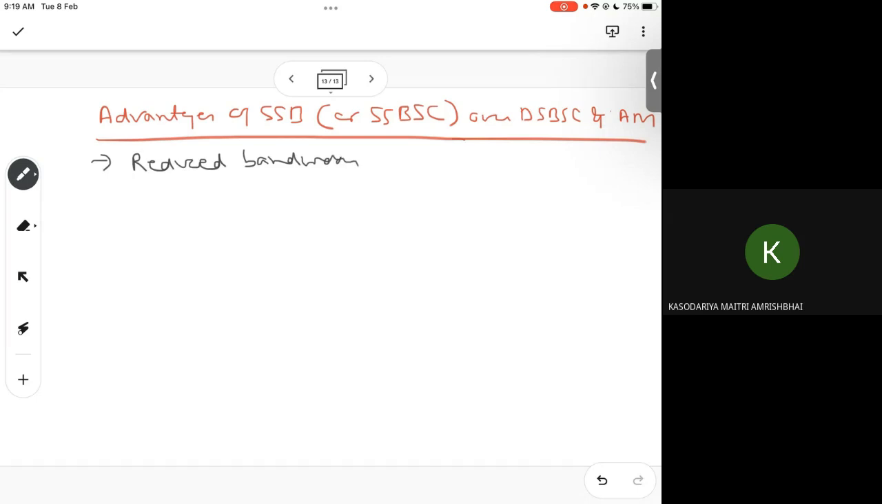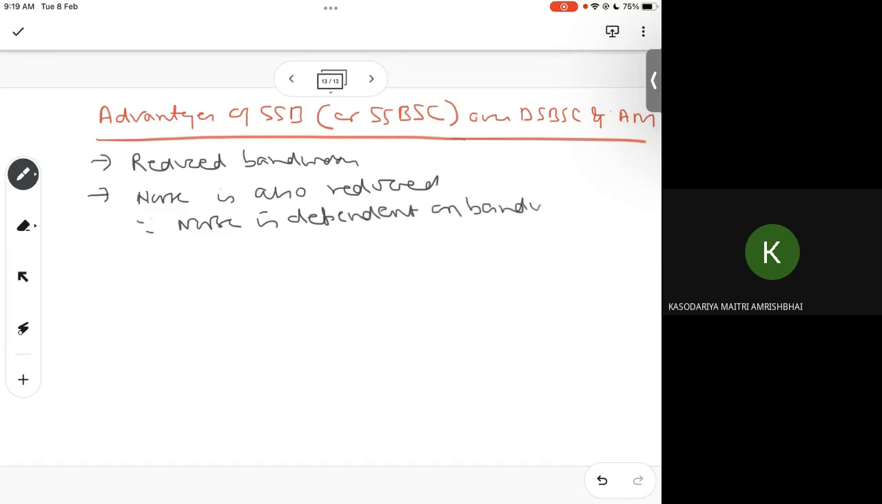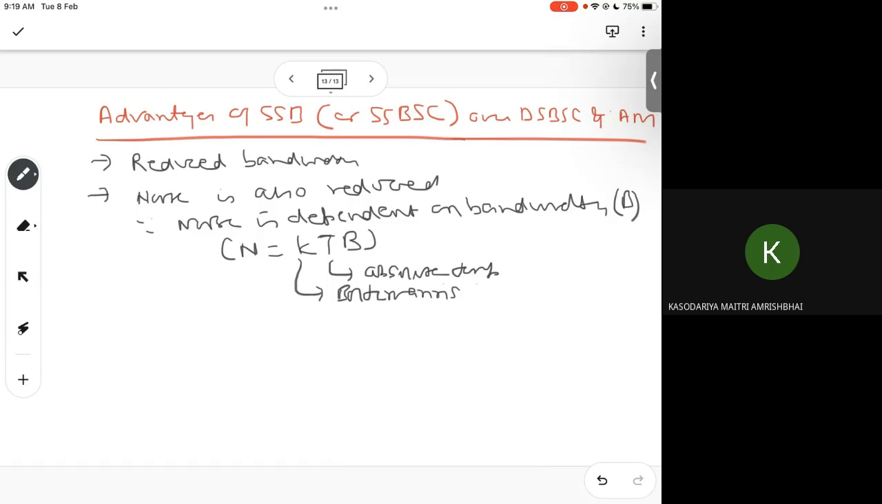And basically, what will happen? I have not talked about the noise. Your noise is also reduced because, as you see here, noise is dependent on bandwidth. We'll discuss later on when we talk about noise in later lectures. It is basically given as N equals KTB, where T is your absolute temperature and K is your Boltzmann constant. This we'll discuss later on.